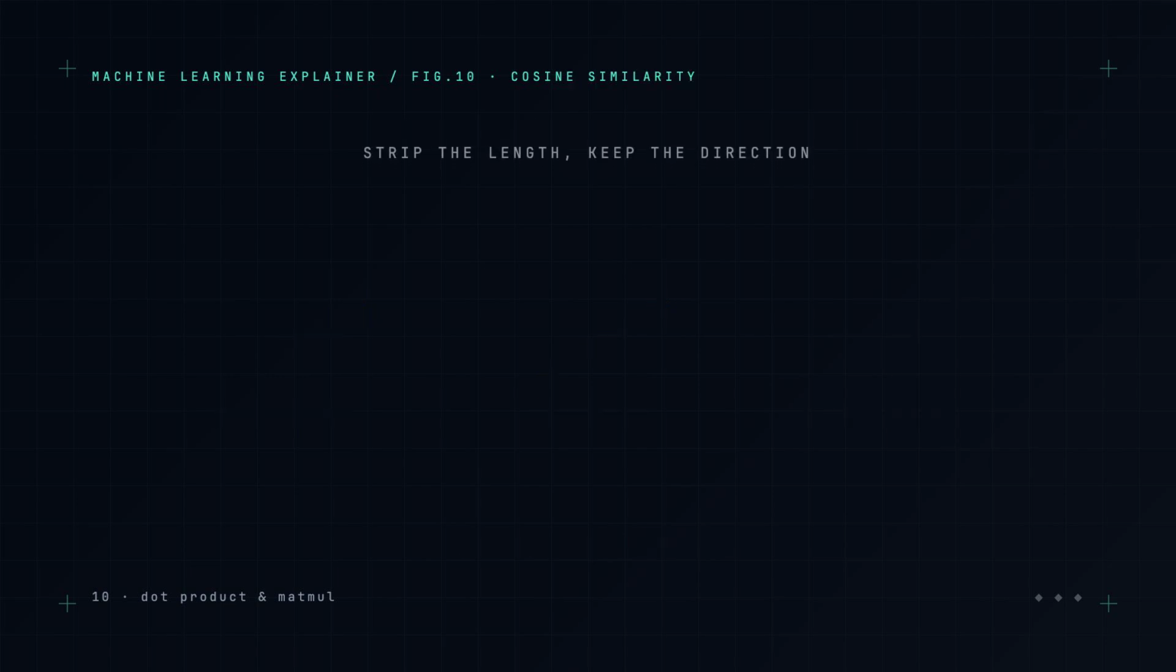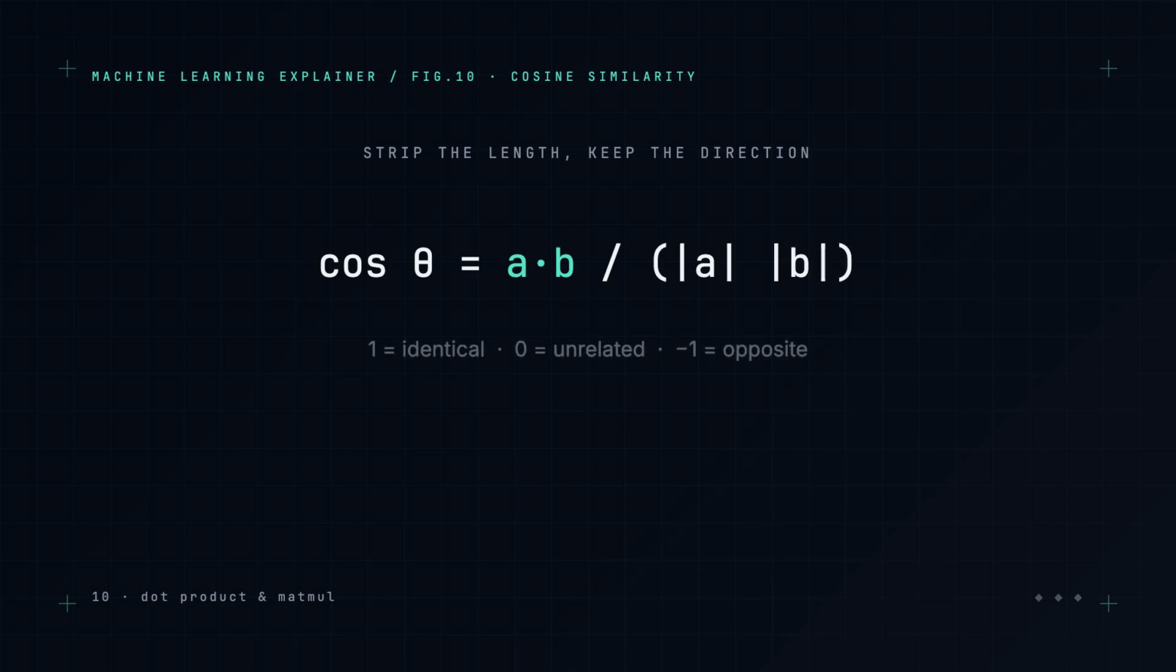Strip out the length and keep only the direction, and the dot product becomes cosine similarity, literally the cosine of the angle between two vectors. 1 means identical direction, 0 means unrelated, minus 1 means opposite. This is how search engines and recommendation systems compare things: turn everything into vectors, then rank by how aligned they are. Similarity becomes a single number.